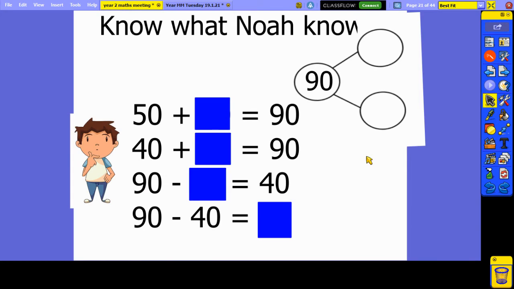Do you know what Noah knows? My whole is 90. Not sure what my parts are yet, but I think if I use my known facts, I'll be able to work it out. I've got 2 addition equations and 2 matching subtraction equations. Pause the video and take your time to work out what are my parts and what are the missing numbers in each equation. Give it a go.